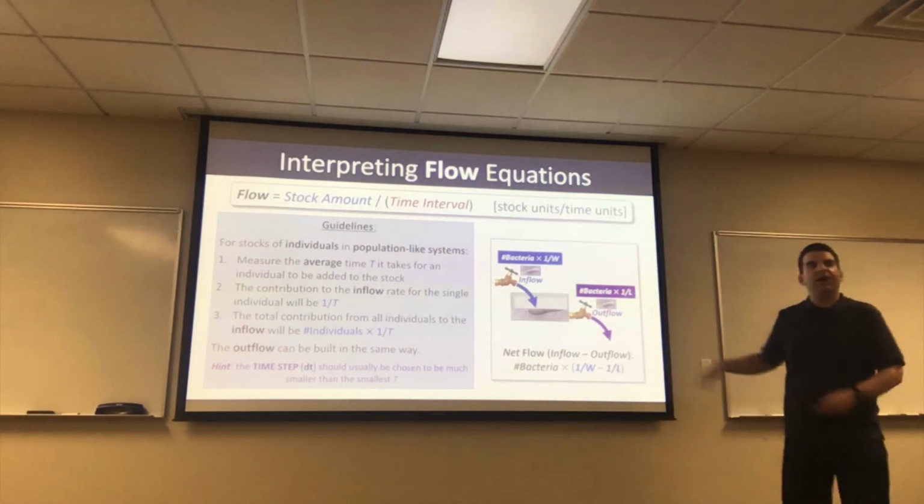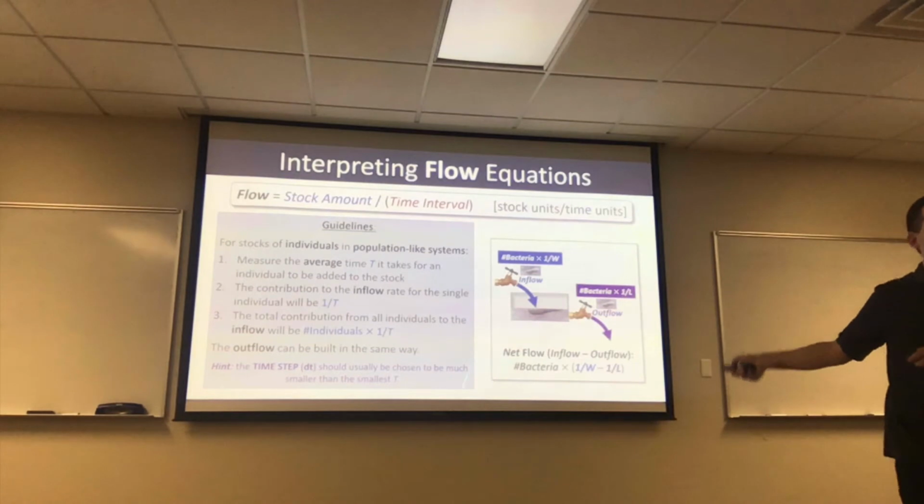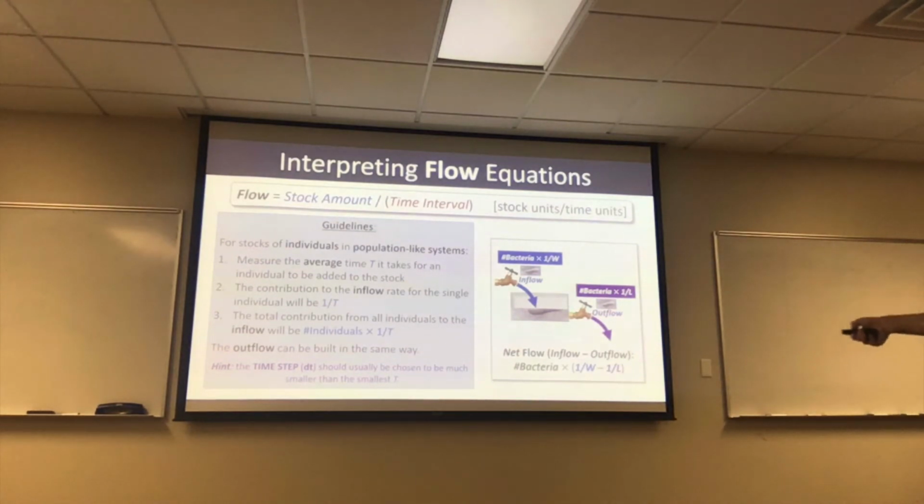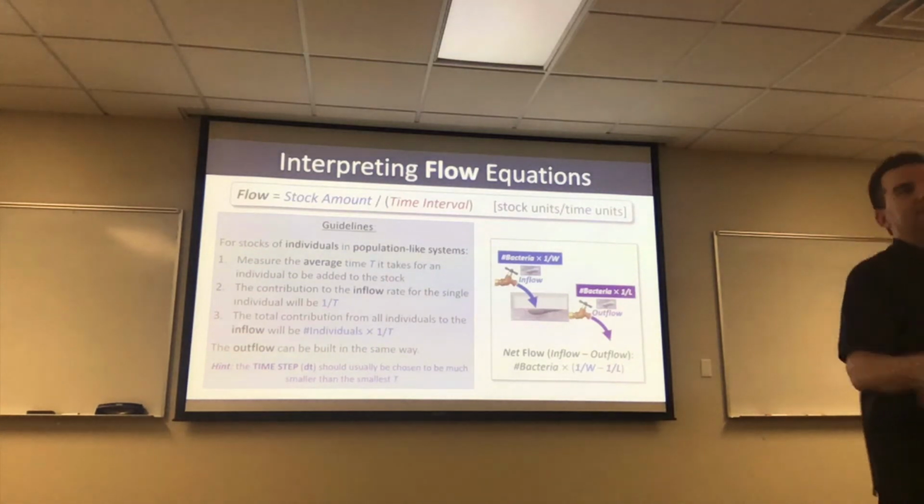Any questions about how I formed this model of inflow and outflow into a population? It's all based on averages. How long on average do you wait to reproduce? How long on average do you wait to die? How long on average do you wait to leave the class?